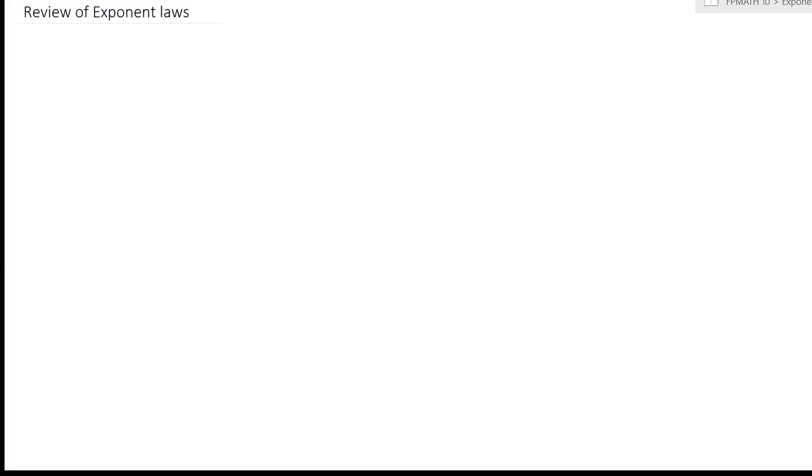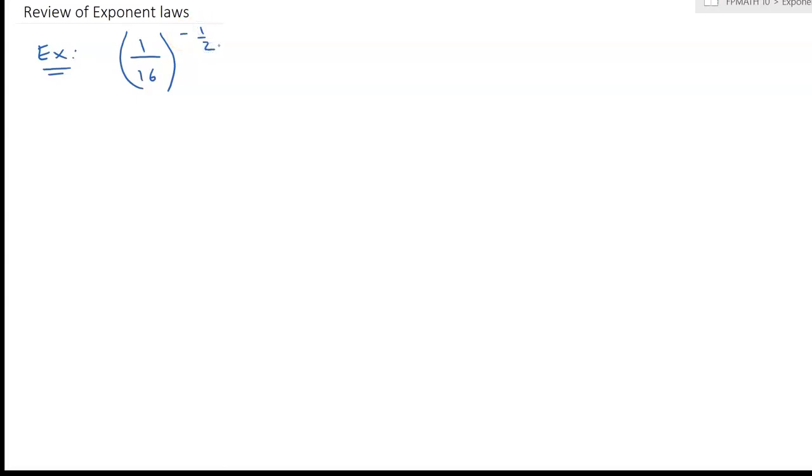Hi everyone, let's do some review questions for exponent laws and just look at a few questions together. All right, first one, let's look at how to simplify 1 over 16 to the power of negative 1/2.